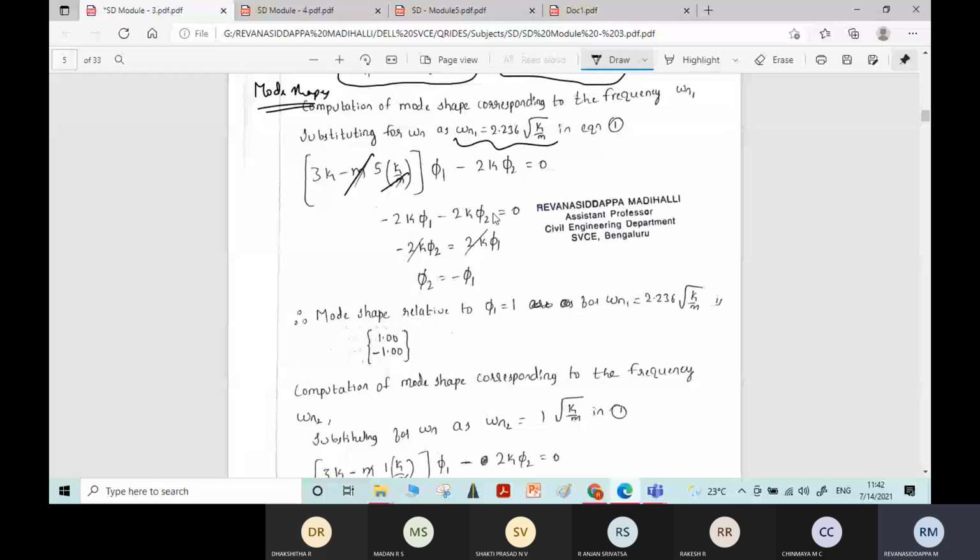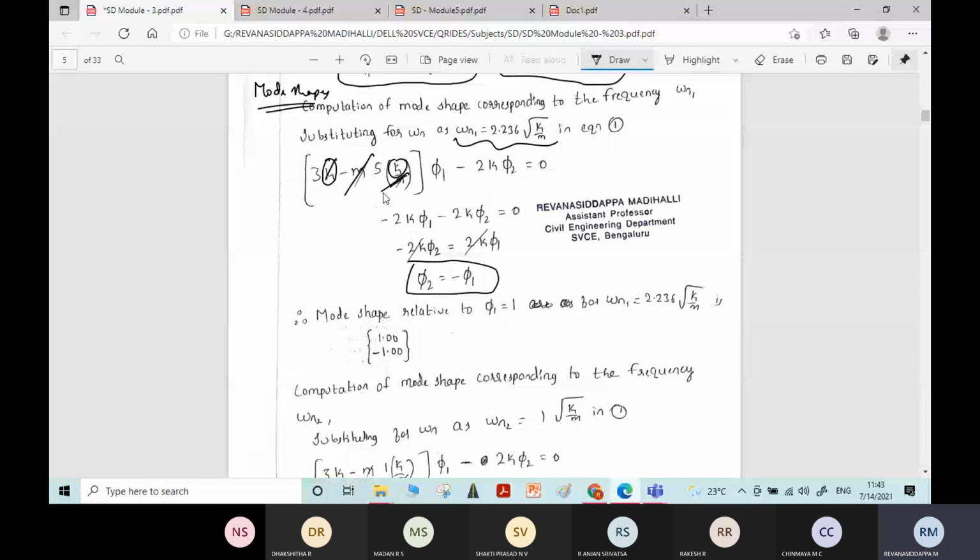Again, this minus 2k into pi 1 is taken to the RHS, and on both sides 2k is cancelled. Finally the equation we got is pi 2 is equal to minus pi 1. Here you can see when you substitute omega n1 square in that equation, all the k terms and m terms got cancelled. In any problem you take, when you substitute omega n1 square or omega n2 square value in those equations, the k term and m term will always get cancelled.